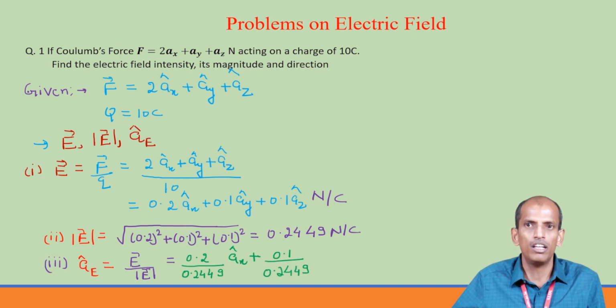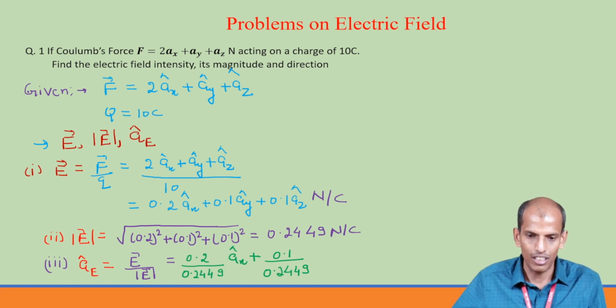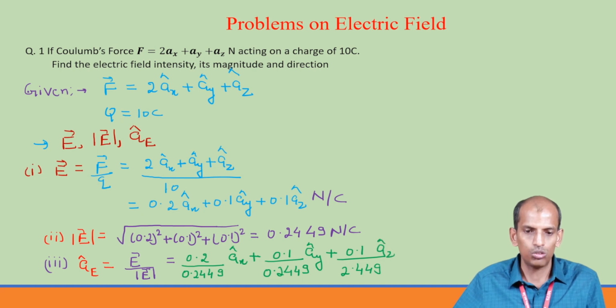Why? Because I need to divide by the mod. And what is the value of the mod? It is 0.2449. Yes. So here ay will be there, again 0.1 divided by 0.2449 az hat. And this you can solve. I am leaving this task for you because this is a simple calculation. Either you do it manually, or if allowed, you can take the help of calculators. So this is just a task for you.